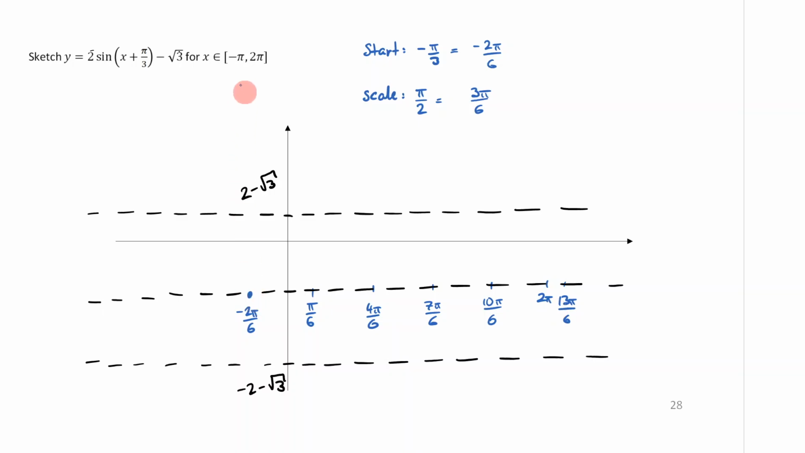Then I also need to go back because you see my domain is negative pi back. So if I'm starting at negative 2 pi on 6 and I'm going back 3 pi on 6, that's going to take me back to negative 5 pi on 6. And then if I go back again, that's going to take me to negative 8 pi on 6. And that's taken me back too far because remember, I don't want to go past negative pi, and that is past negative pi. So I'm going to stop somewhere here.